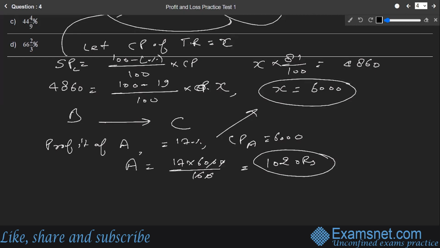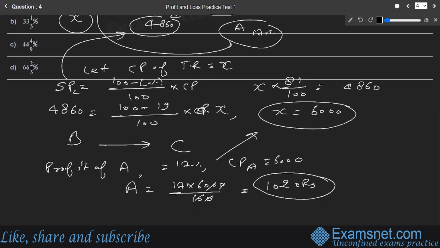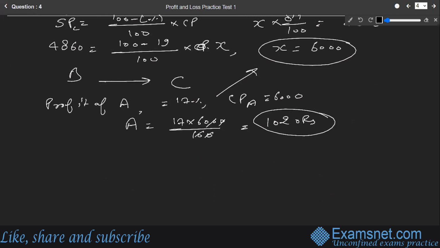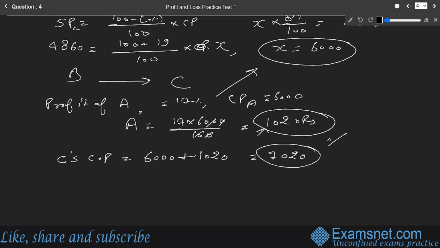So the deal between B and C has happened in such a way that the 1020 rupees profit has been achieved by A. So let us find that out. What is C's cost price? The ultimate cost price of C is 6,000 plus the profit of A, that is 17%, that is 1020. That comes out to be rupees 7020. So that is the ultimate deal price between B and C.